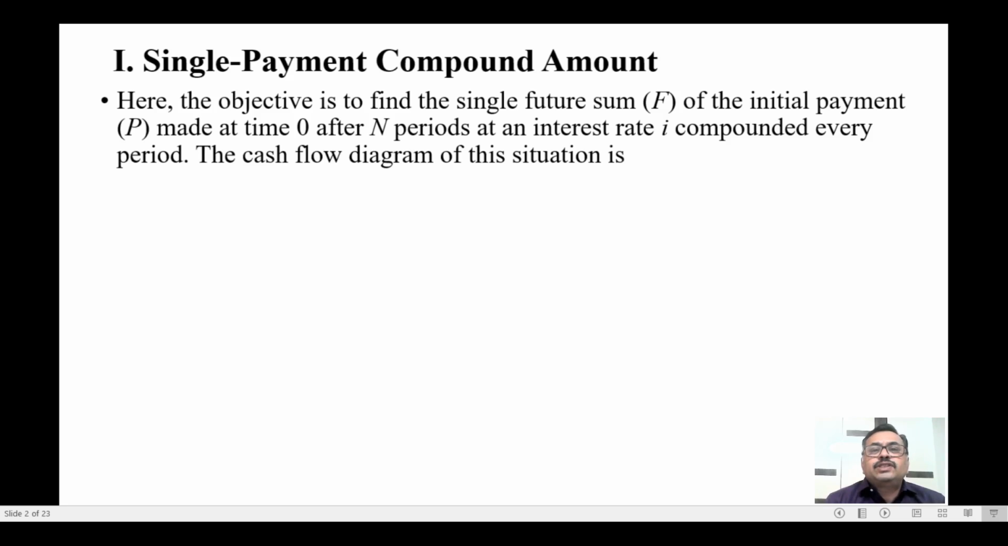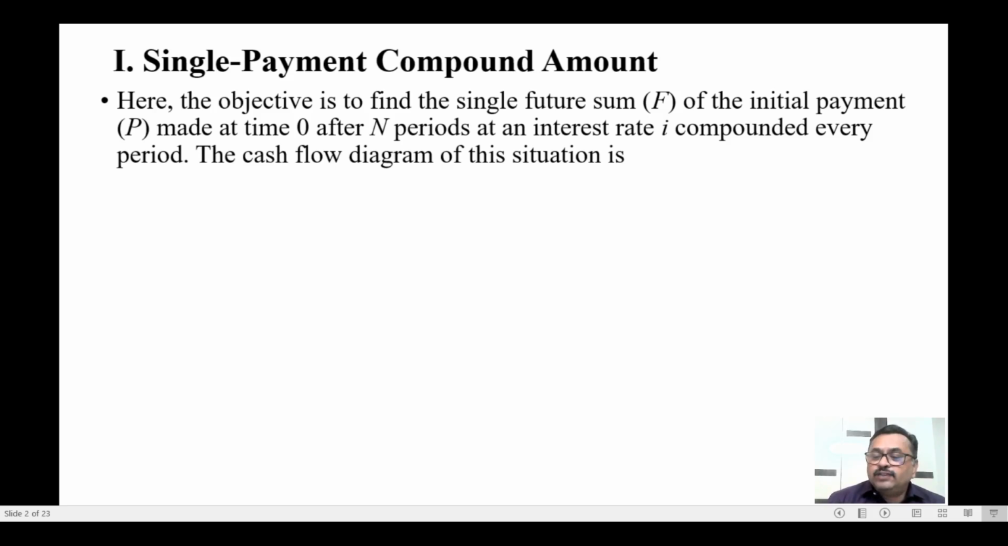Here the objective is to find the single future sum F, that is, after 10 years what is the amount that I am going to get if I deposit 10,000 rupees now at a bank at an interest rate of 10%, 20% or something. If the initial payment P is made at time 0, after N periods at an interest rate of I, monthly or yearly, it is compounded every time period.